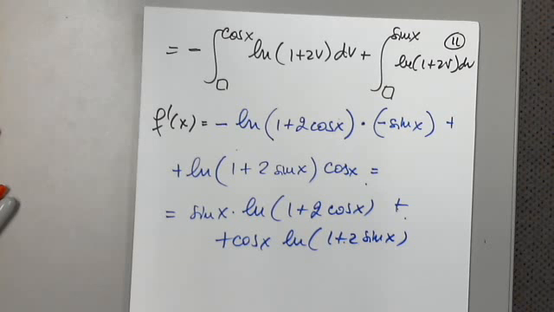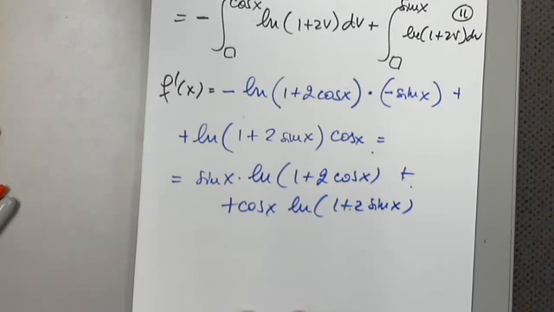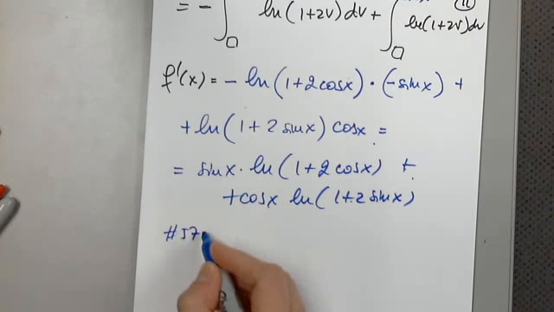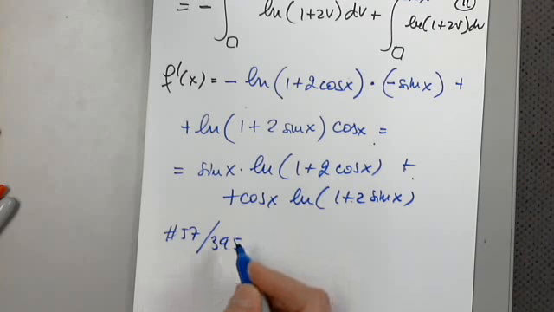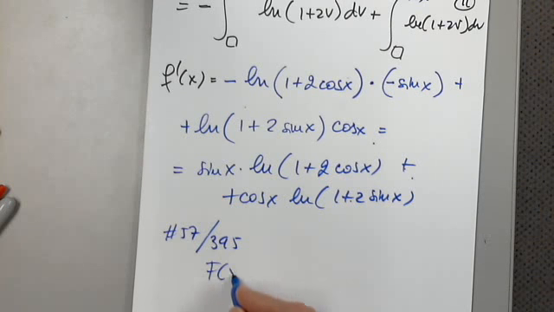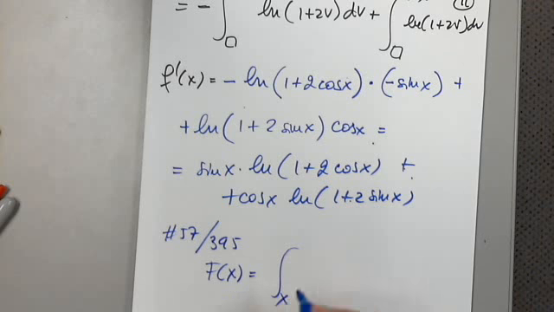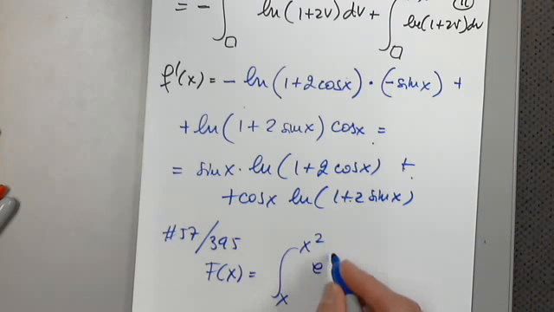Do we want another? Perfect. Okay, so let's look at 57 on 395. f of x equals the integral from x to x squared of e raised to t squared dt.